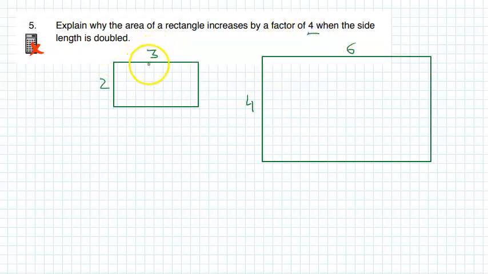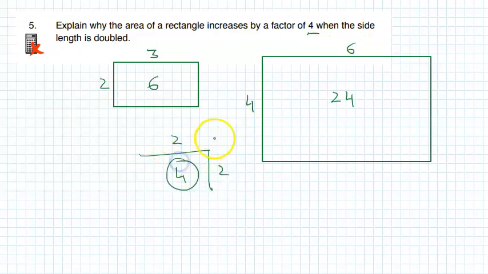So it is good that you give an example. The area is 6 and this is 24. So the reason is when the lengths are doubled, this is 2 times, this is 2 times. So the total area is going to be increased by a factor of 4, or 4 times.